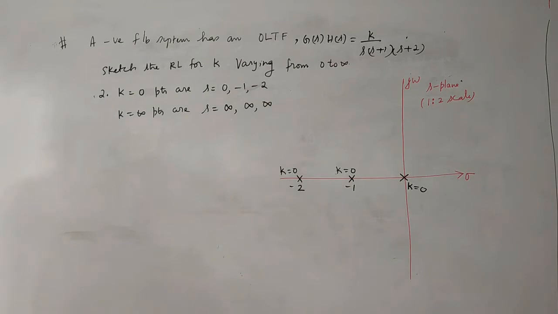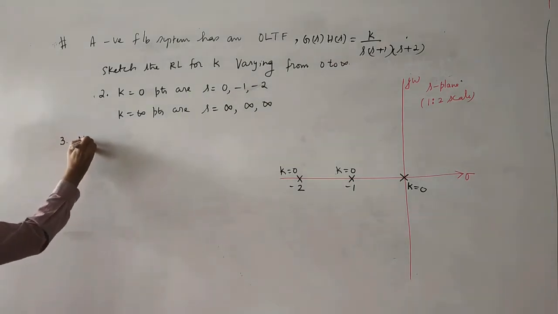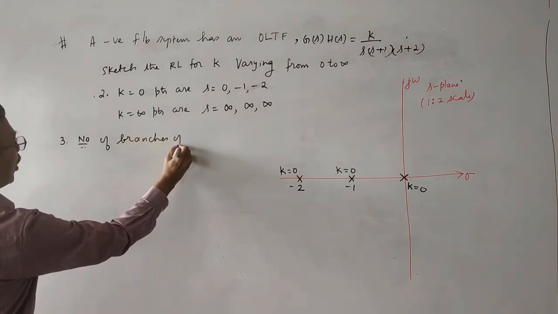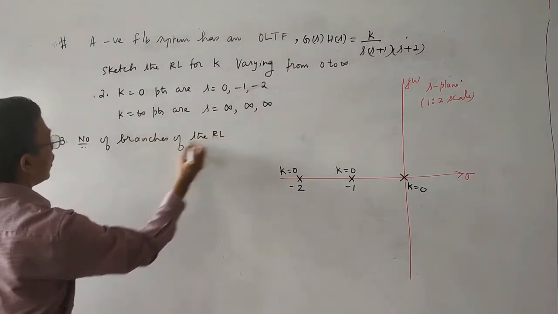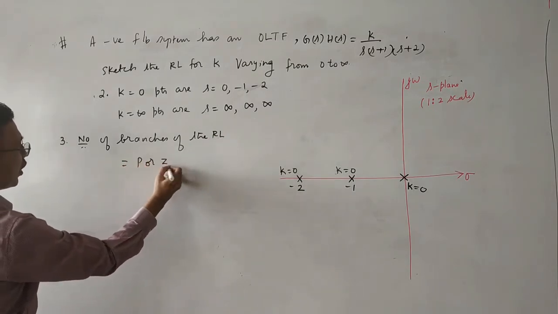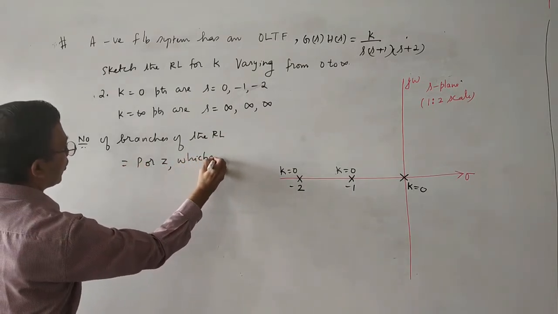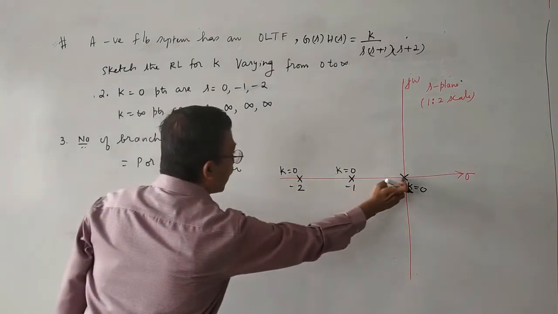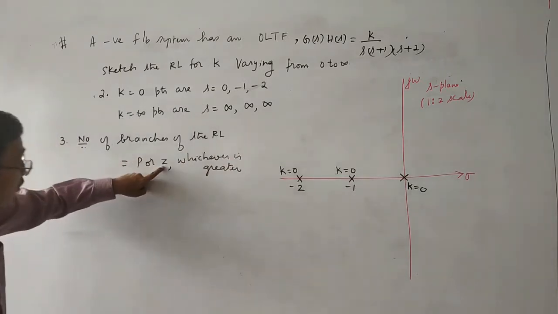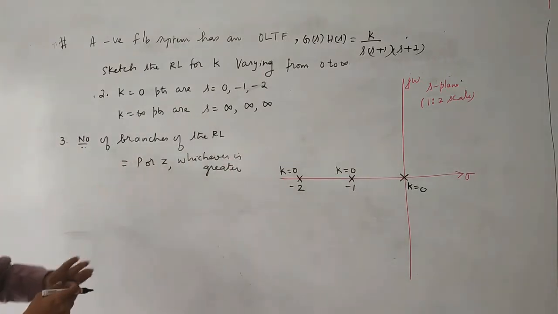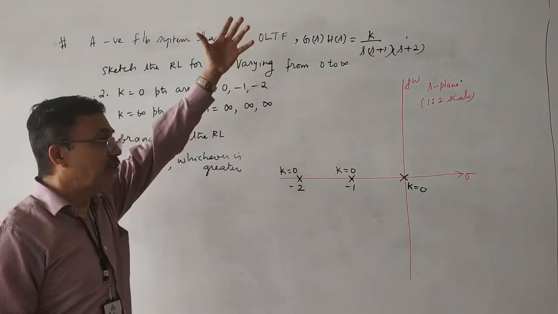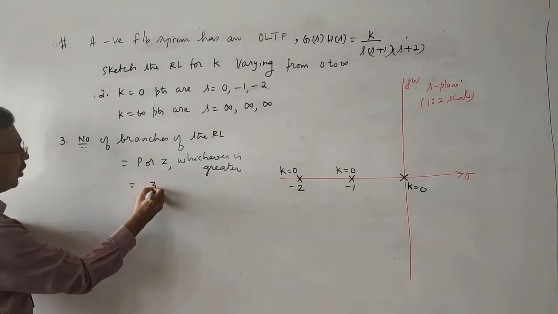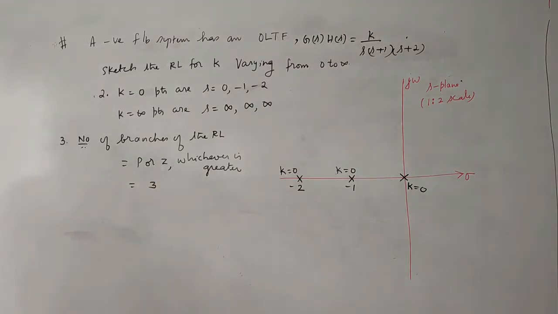Very, very important. Third point. Number of branches of the root locus is equal to P or Z, whichever is greater. Please tell me what is P now? P is 3 because there are 3 poles. Here Z stands for finite zeros. Finite zeros are 0. Don't take zeros at infinity. Therefore, P is 3 in this problem, Z is 0. Therefore, there are 3 branches of the root locus.